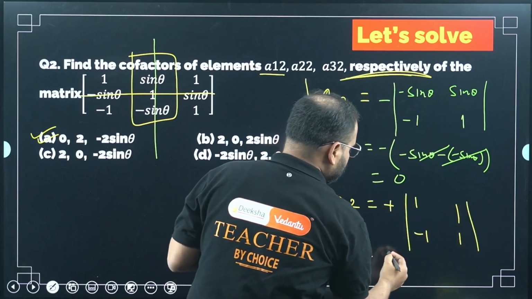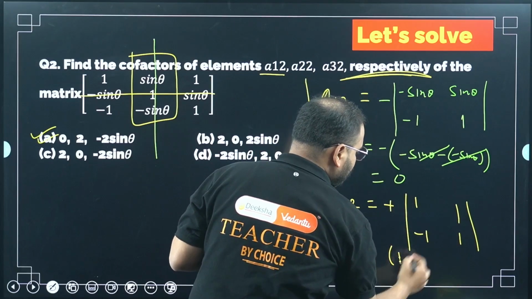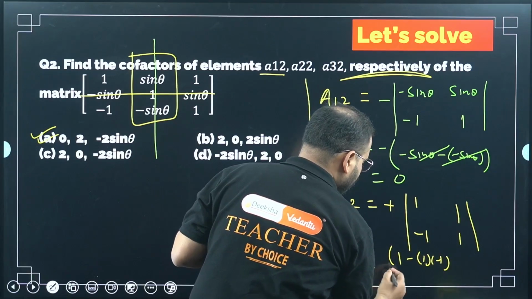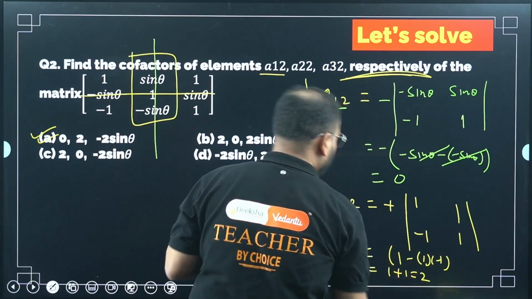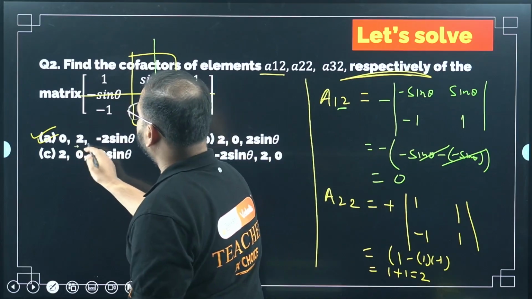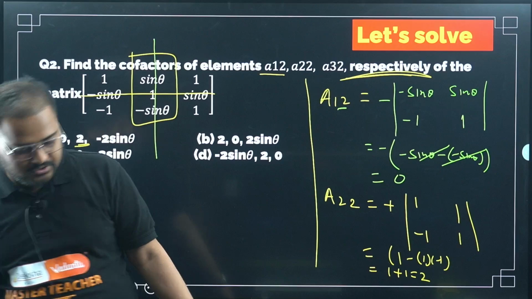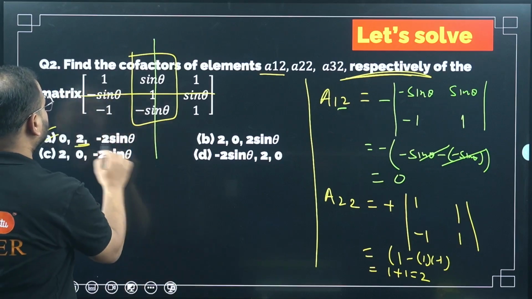How will this look? So 1 into 1 is 1, and minus sign 1 into minus 1. How much is that? 1 plus 1. How much is that? 2. So 2, check here. Second element is 2. So I hope you can find the last also.